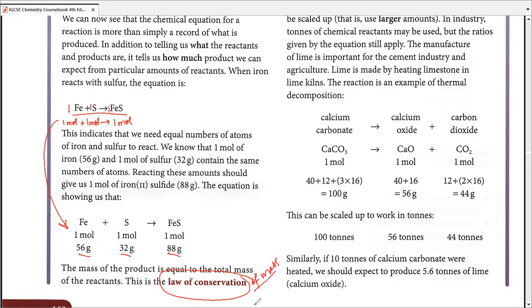If you pick up a calculator and add these two numbers, 56 and 32, you get the answer of 88, which gives you the idea that the sum of all the masses of the reactants is equal to the sum of the masses of the products, which is shown over here. We're going to take a couple more equations and do the same thing to understand how the equations for moles or the equations for masses work.